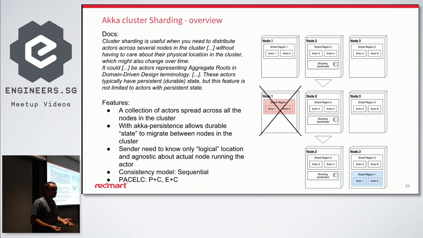So with Akka persistence, it allows durable entities to be run somewhere in the cluster and automatically be recovered in case of any problem, node failure, network partition, all that stuff. The consistency model is slightly lower than in the Singleton case, because between the sequential and linearizable, there is a concept of messages where you need to be able to establish either total order of messages with the wall clock time or total order of messages with regard to each individual sender.